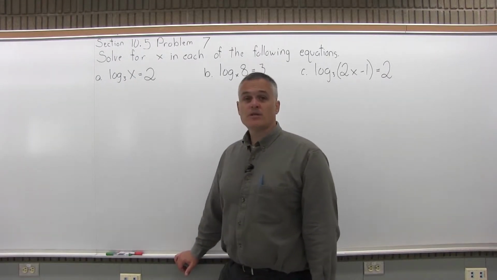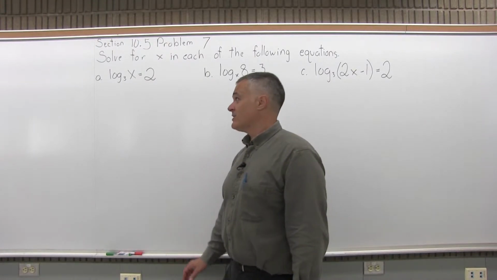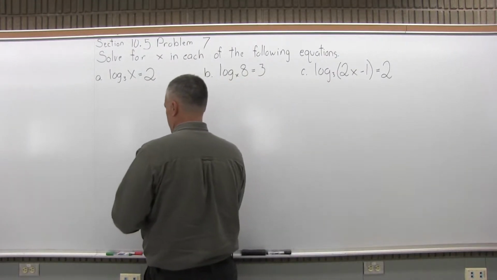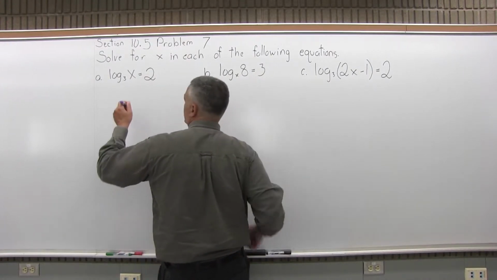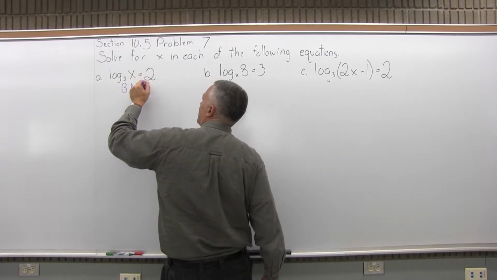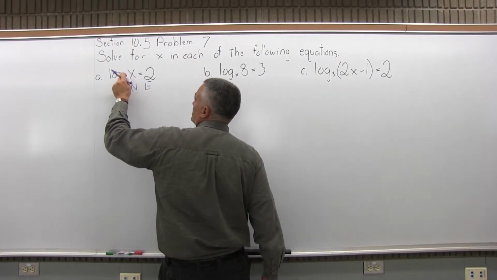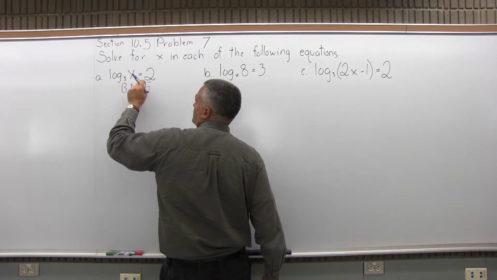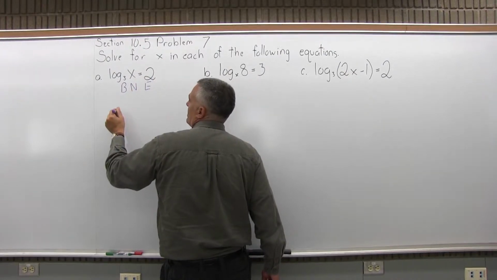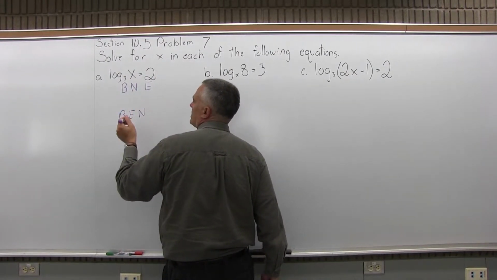It's tough to think about in its log form, so I think the way to go is convert it to the exponential form, and then you'll see what the answer is easy enough. So, in its log form, I like to say that it is Bene, B-N-E, for base number exponent. The base is 3, the number is x, and the exponent is 2. Put it in the exponential form that you're more comfortable with, more familiar with.